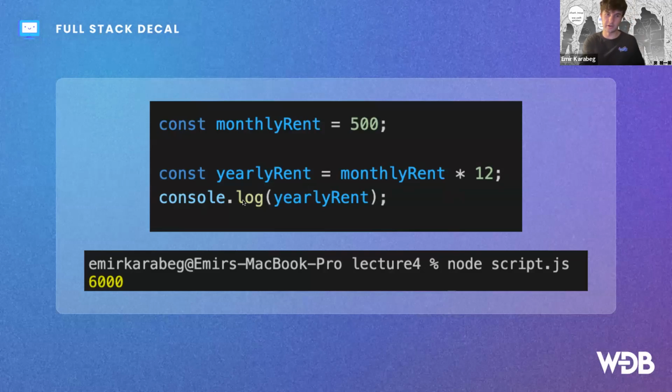So if I console.log, it's the same thing as print line or print or anything you've seen in any other programming language. Or if you haven't seen any, basically this is going to tell your computer to print out in your terminal, execute, find the value of what's in yearly rent, and then print it out in the terminal. So I'm going to say console.log yearly rent, and it's going to print the value 6,000 because 500 multiplied by 12 is 6,000.